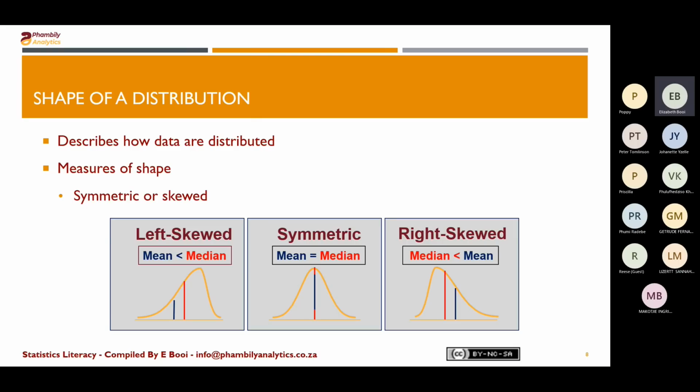So it means the mean is greater than your median in that instance. So the mean will be bigger than the median, whereas on the left skew, the mean is less than the median. So you need to remember that.